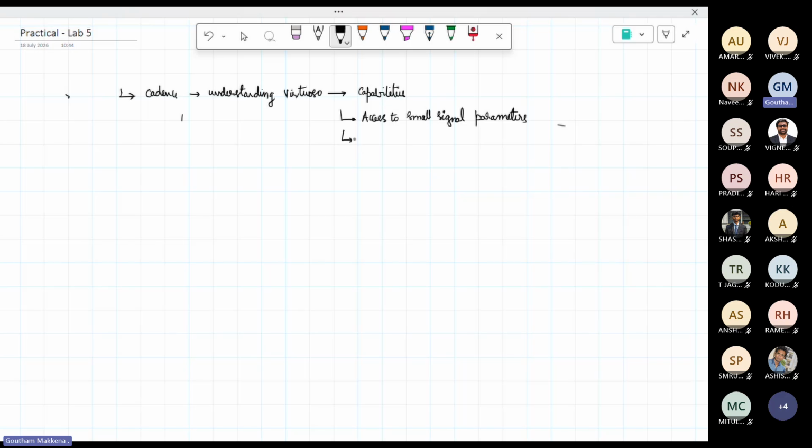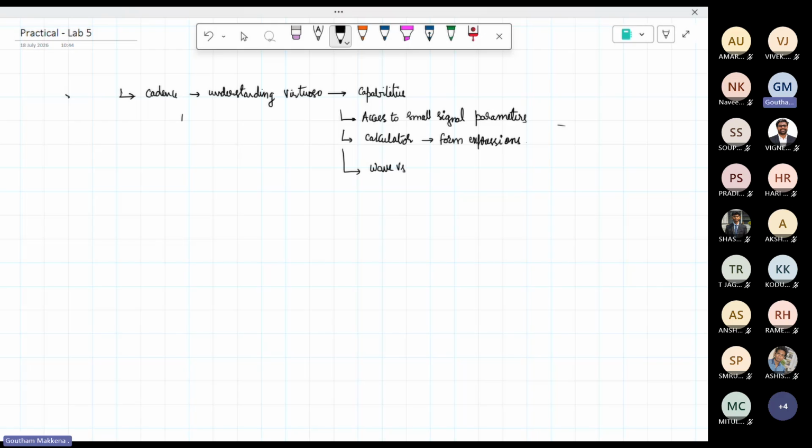And also it has a very good calculator, from which we can form expressions. If you wanted to form 20 log mod V naught by V1, we were able to do that. If we wanted to form GM over ID, then we were able to do that. Or if we wanted to form an expression like GM divided by GDS, we were able to do that. So we have a very good calculator which was able to form expressions.